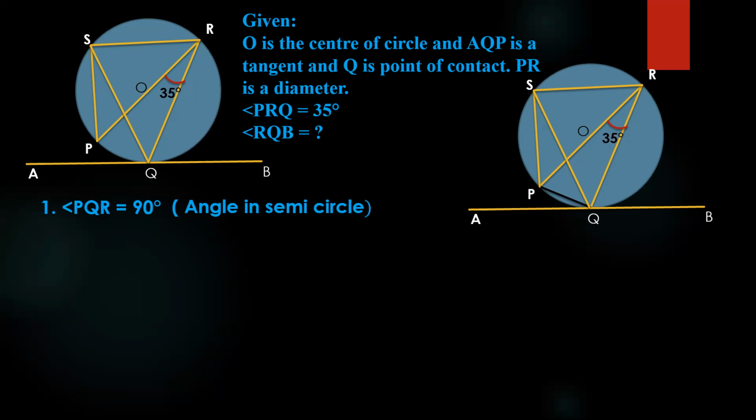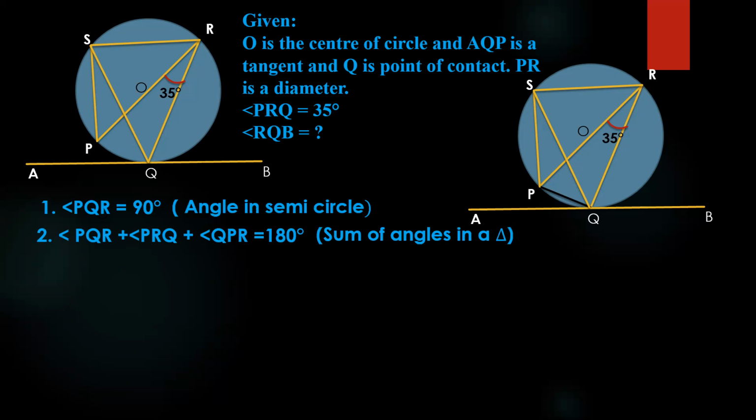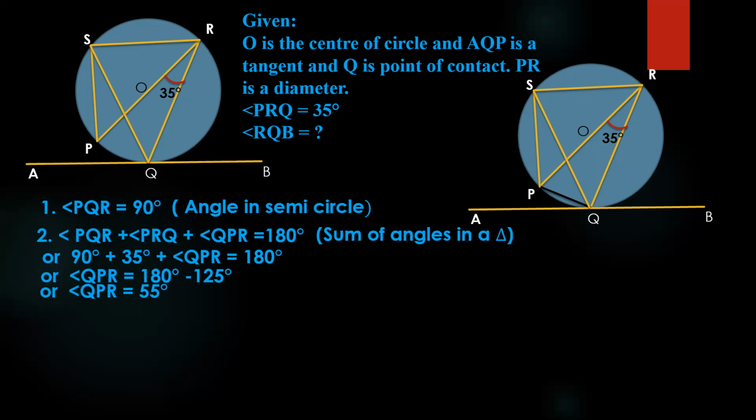Now here we can use PQR as a triangle, and we can use angle PQR plus angle PRQ plus angle QPR is equal to 180 degrees. That is the sum of angles in a triangle. Let's keep the values. PQR is 90 degrees plus PRQ, we know that's given as 35 degrees, and angle QPR is equal to 180 degrees. So here angle QPR is equal to 180 degrees minus 125 degrees. Okay, 90 plus 35 is 125 degrees. Here angle QPR is equal to 55 degrees. So we found angle QPR, correct?